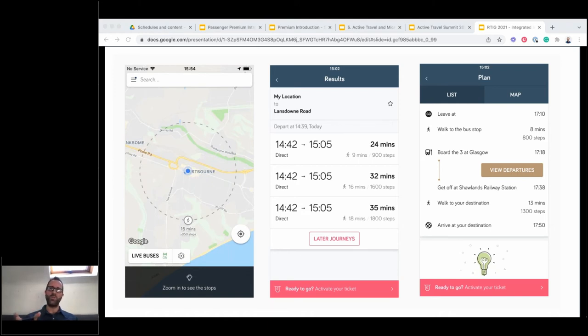In the middle screen on the right hand side, you'll see how we introduced the step count idea to the journey planning results menus or screens that we have in the apps, really starting to make simple changes that give a nod to the health benefits of active travel within a bus journey.